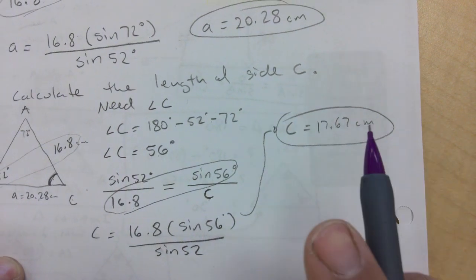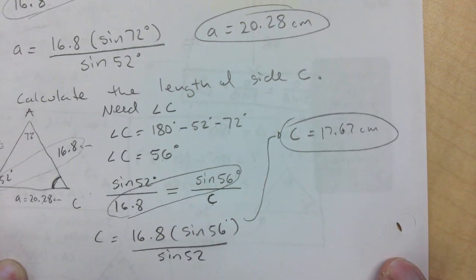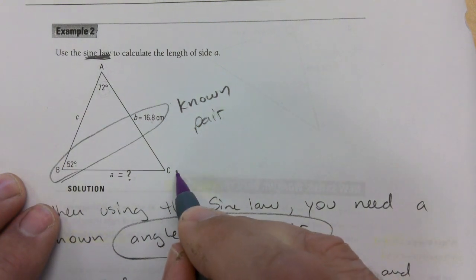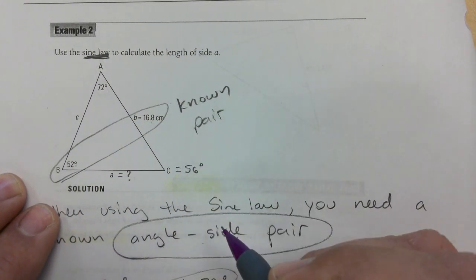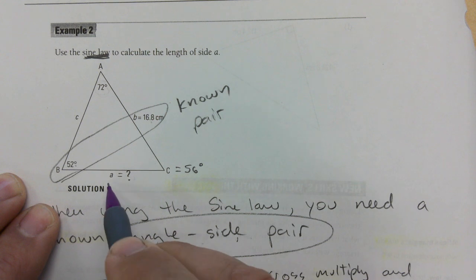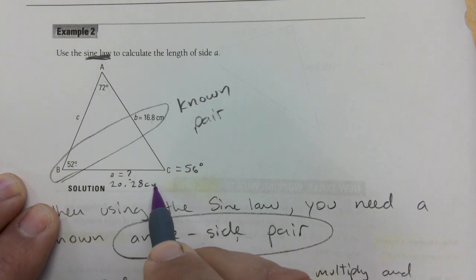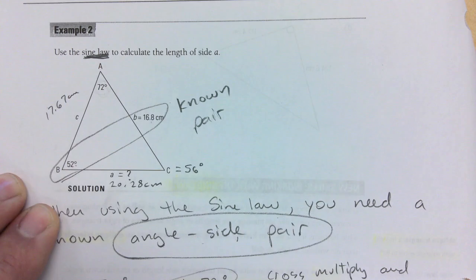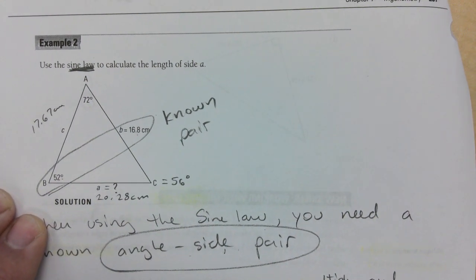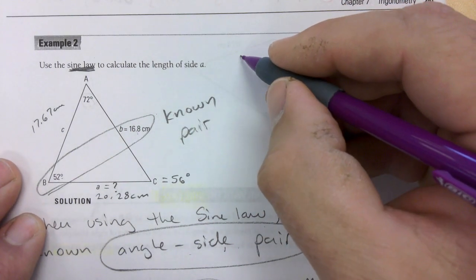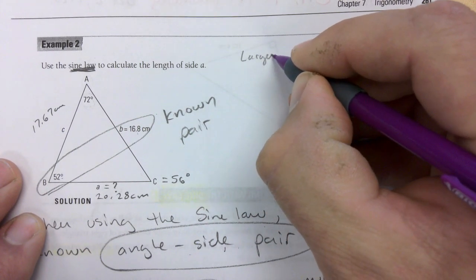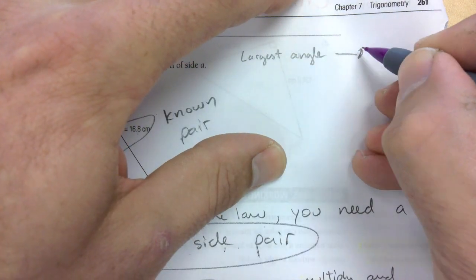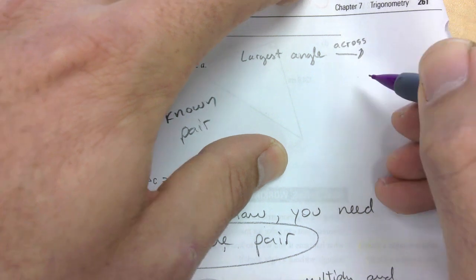One more thing. Let's go back and fill in everything that we just found to the original. This one we found is 56 degrees. This one we found was 20.28 centimeters. And this we found is 17.67 centimeters. And I'll tell you a little fact, right? Largest angle is across from longest side.